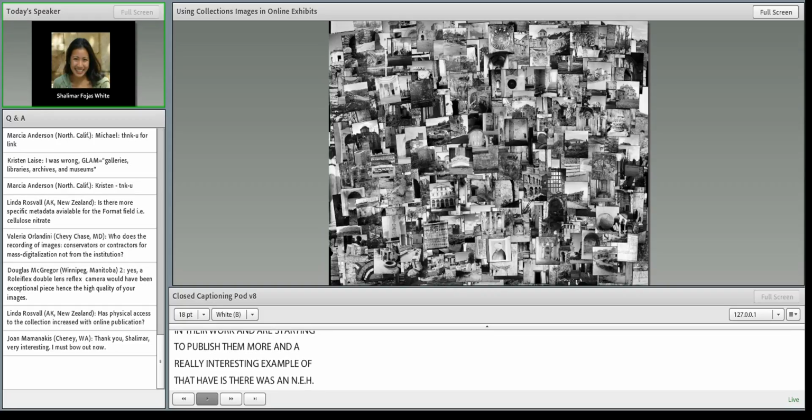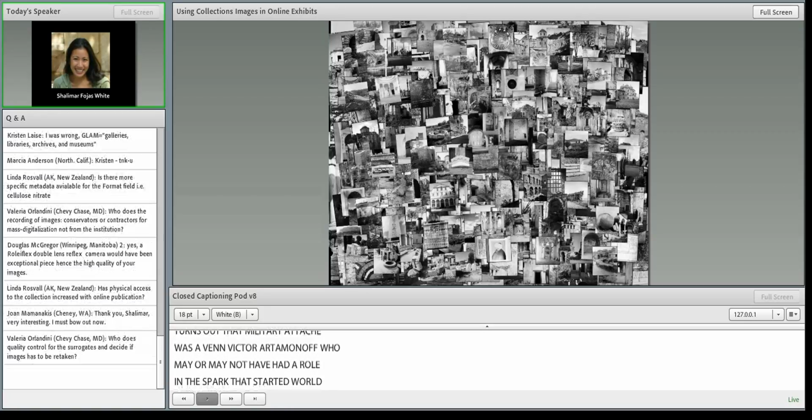I also mentioned this very briefly in the beginning, that clue that we had that Artamonoff was the son of the Russian ambassador, and it turned out he was actually the son of a Russian military attaché. Turns out that that military attaché was a General Victor Artamonoff, who may or may not have had a role in the spark that started World War I when he was stationed in Serbia, and may or may not have given the tacit go-ahead to the Black Hand when they assassinated Archduke Ferdinand.